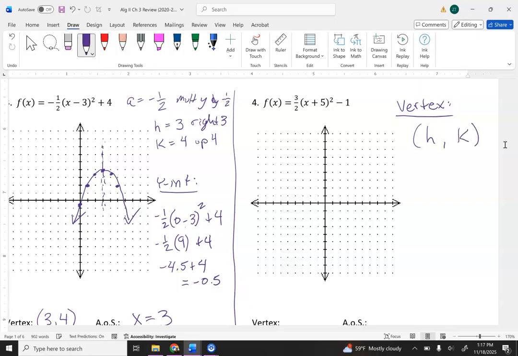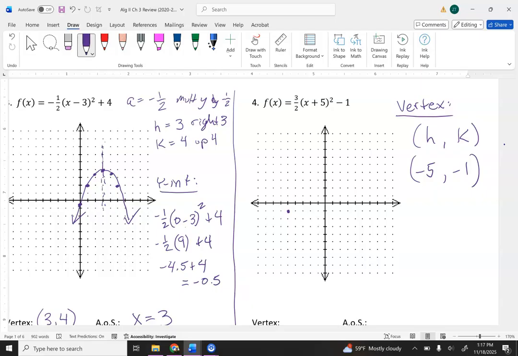So your h value looks like it's a +5, but we know that h is always sneaky. So your h value is actually -5, and your k value is exactly what it looks like, so -1. So we 100% at the very beginning know that the vertex for this graph is going to be over here at (-5, -1). So we've basically taken care of the h value and the k value, but now we have this a value of 3/2 that we have to deal with.